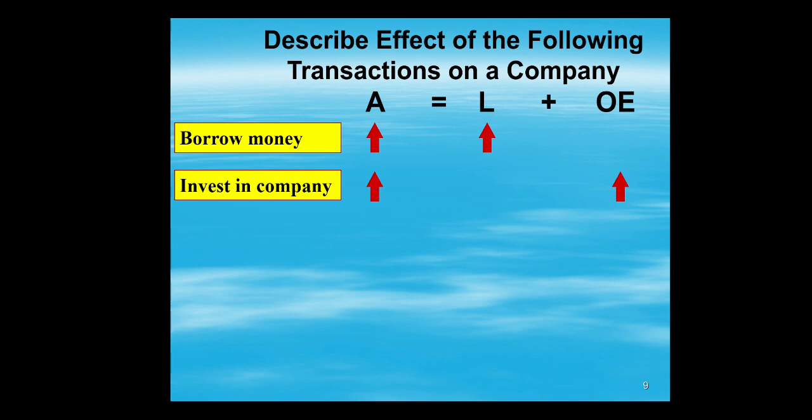That is the way to do the analysis step. Every time a transaction happens, you have to identify the type of the transaction and then the effect of that transaction on the accounting equation. So let's see another example.